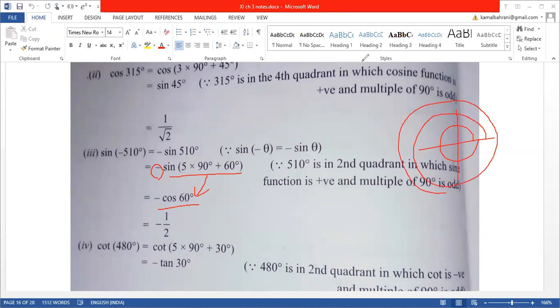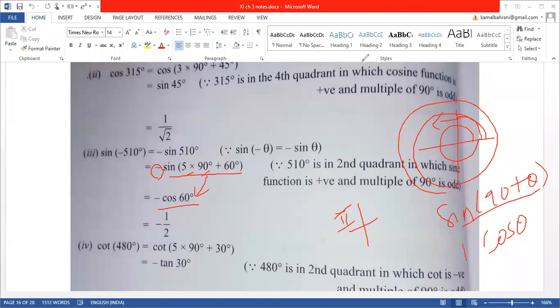So sine 510 can be written as sine 5 into 90. 5 into 90 means 2 pi, then after 2 pi, 90 again, so 2 pi plus 90 plus theta. So it will lie in the second quadrant, and we'll take it as sine 90 plus theta only. Clear? Sine 90 plus theta changes to cos theta, and it lies in the second quadrant. In the second quadrant, sine is positive, so it will be plus cos theta. But we have a minus sign here, so minus into plus will be minus itself.